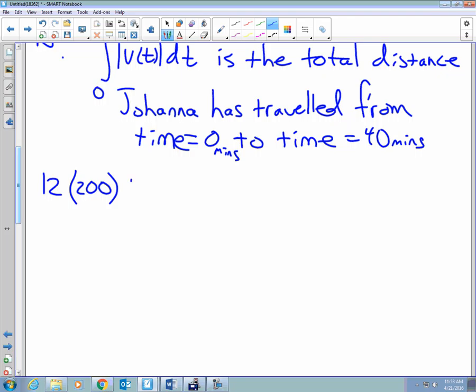Plus, what's the base of the next rectangle? 8 times what's the height? 240. What's the next base? What's the height? Now, do I use negative 220 or do I use positive 220? Why? Because we're doing absolute value.